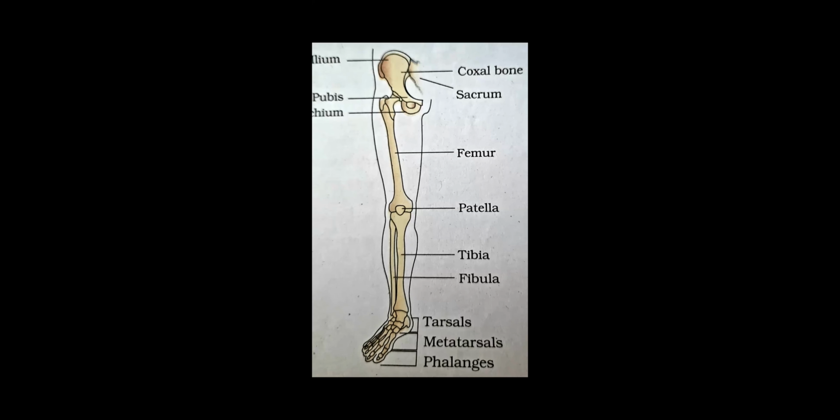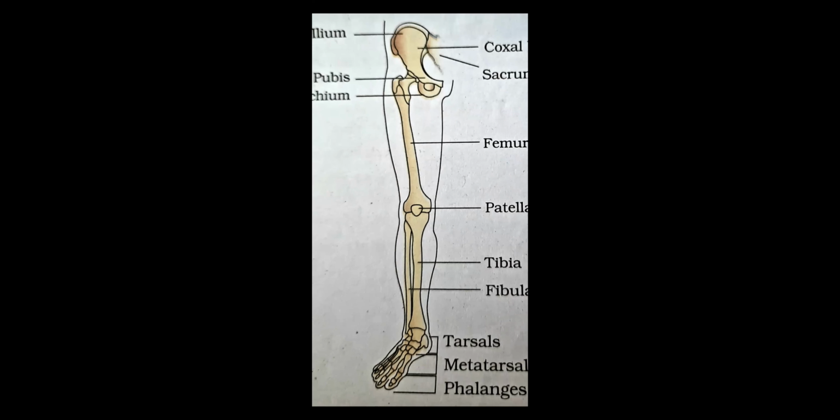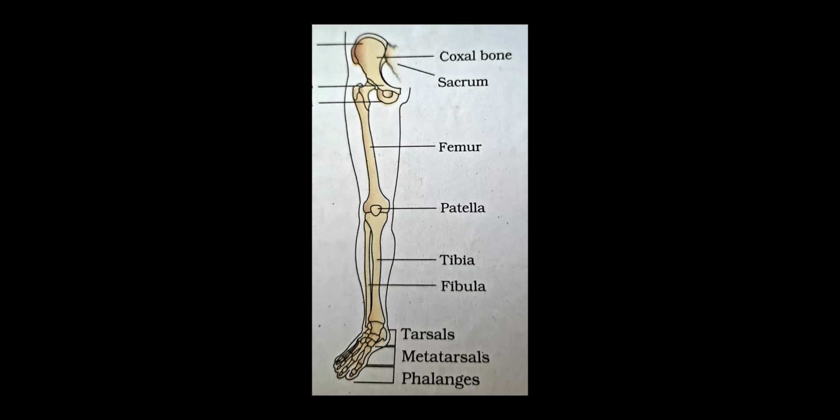Look at them. Number 1, in the thigh region, femur, single bone, longest bone of the body, very strong bone. Next to that, shin region, tibia and fibula. Tibia and fibula are the 2 bones in the shin region.